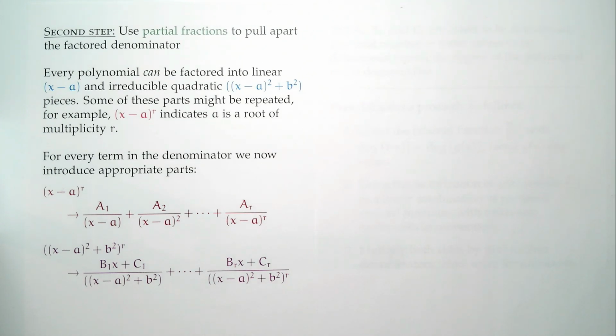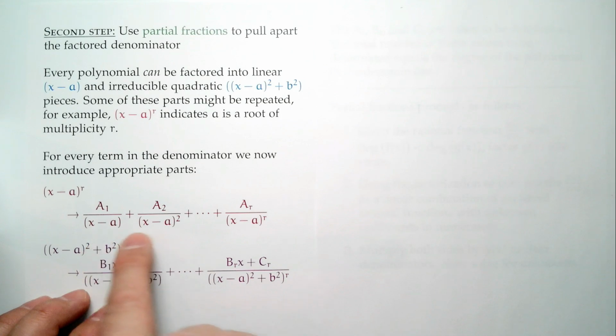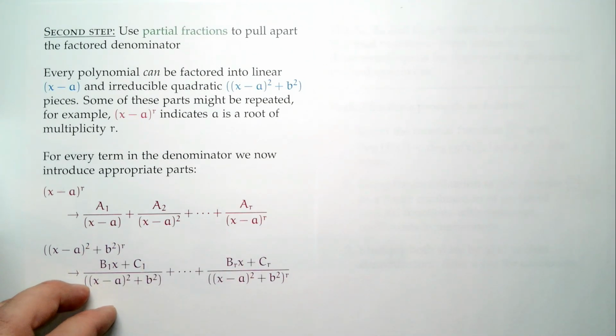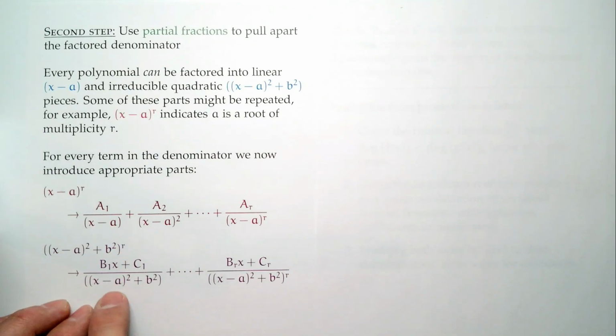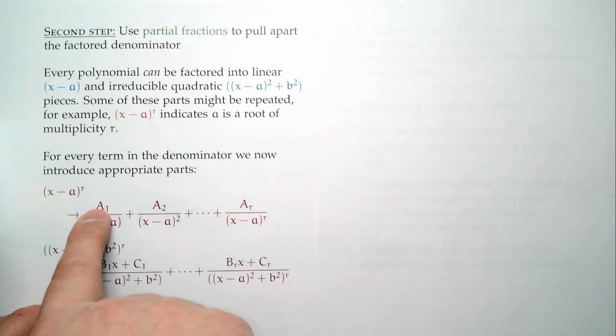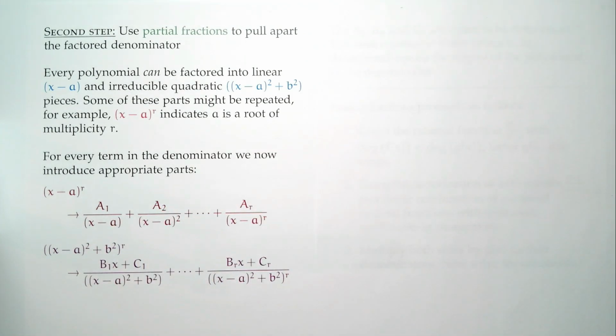Now, the question is, what are we going to do? And the answer is, for every term in the denominator, we're going to break things up as a combination of terms. So, if I see in my denominator x minus a to the r, I'm going to have a series of terms involving x minus a to various powers. So I start with x minus a, all the way up to x minus a to the r. If I see a series of terms which are irreducible quadratics, x minus a squared plus b squared to the r, again, I'm going to have a series of terms. But now, I should have pointed out up here, these a1s, a2s, ars, they're constant numbers.